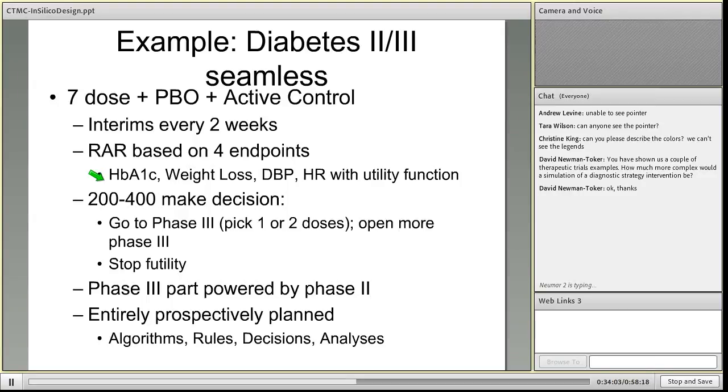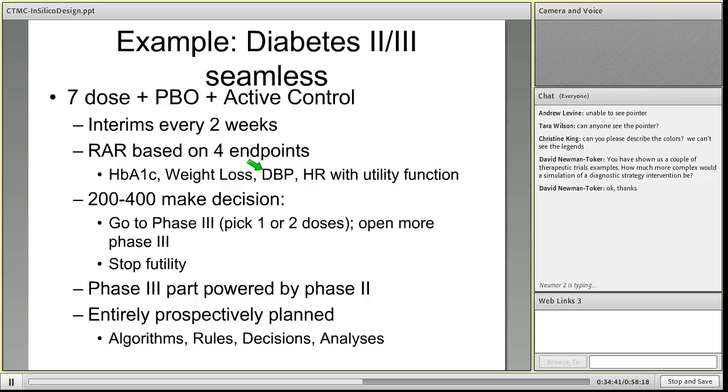So again, we started to simulate this. It was hard to pick a dose. Invariably, through iteration and iteration and iteration, we ended up with a 7-dose trial, seamless phase 2-3 trial, interim analyses every 2 weeks during the course of the phase 2 part, using response adaptive randomization on the 7 doses, where it was a combination, a utility function, a clinical utility index over change in HbA1c, weight loss, diastolic blood pressure, and heart rate.